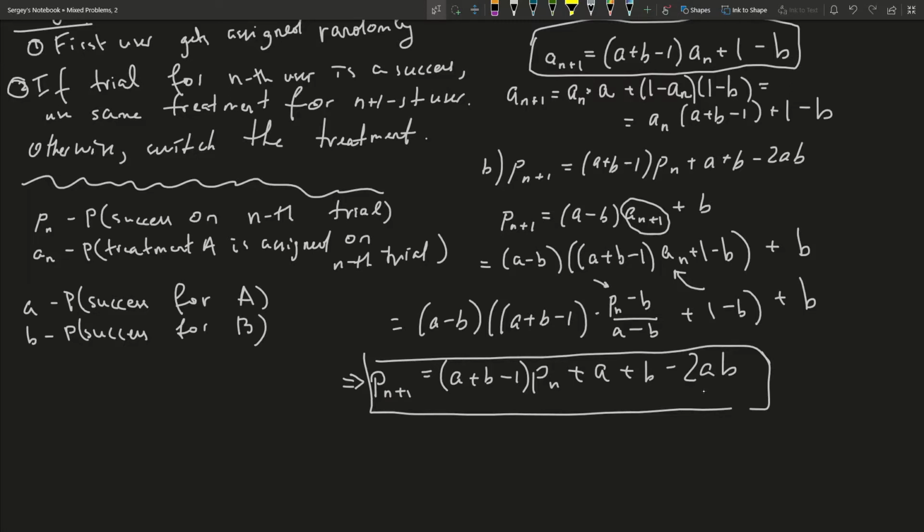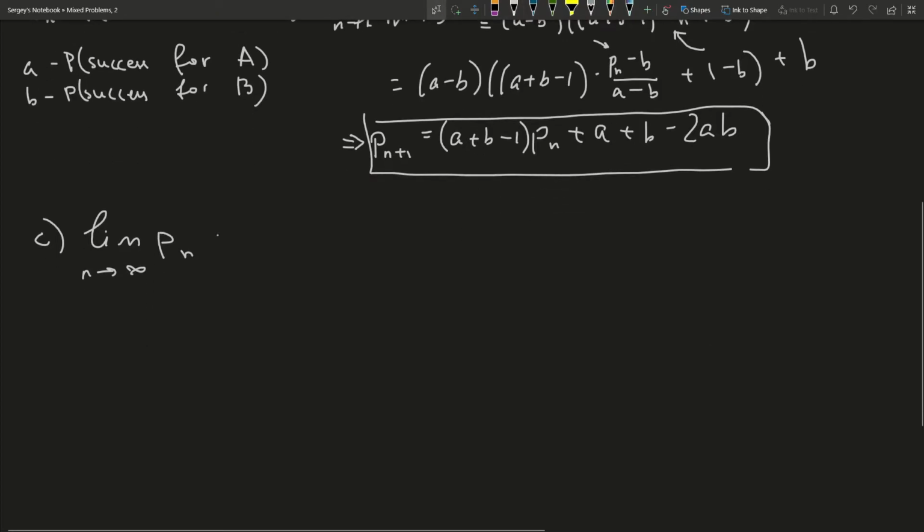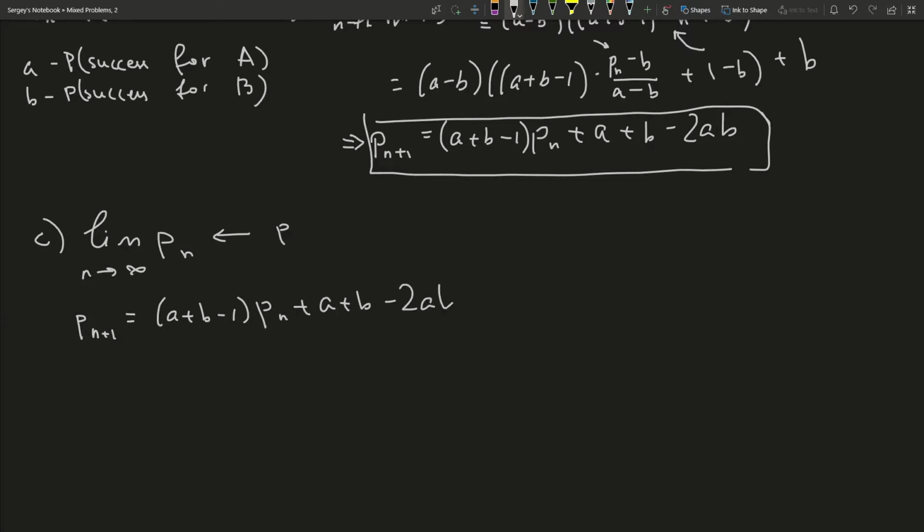And now part C of the problem says we want to use the result we got in part B to find the long-run probability of success, meaning the limit as n goes to infinity of p sub n. So what we can do is, let's call this little p. So let's write the expression we got from part B. So p sub n plus 1 equals a plus b minus 1 times p sub n plus a plus b minus 2ab. So now we're going to take the limit of both sides here.